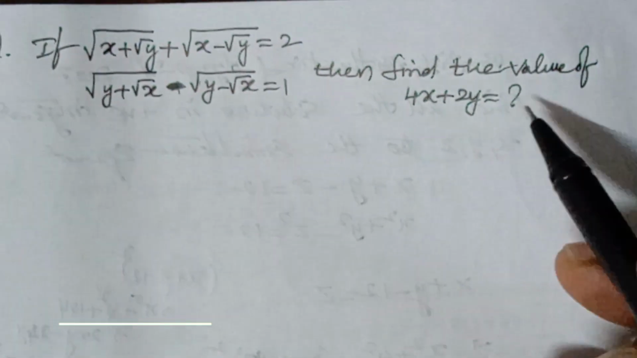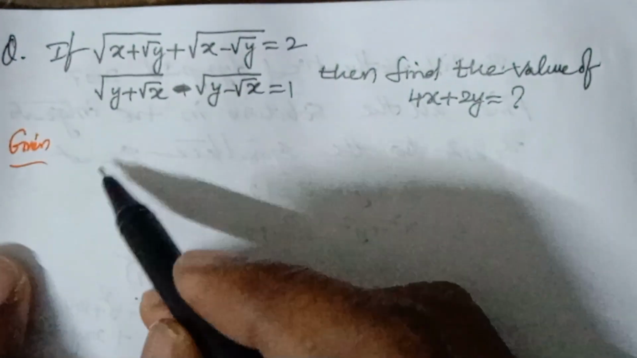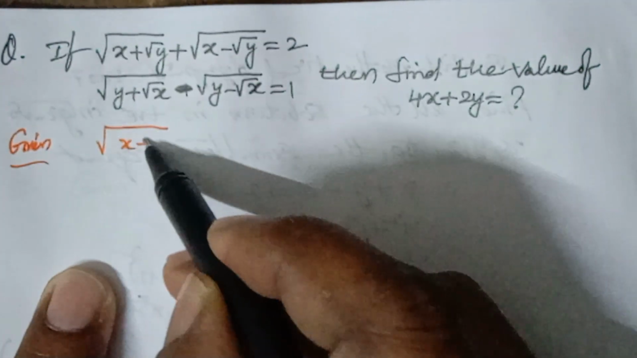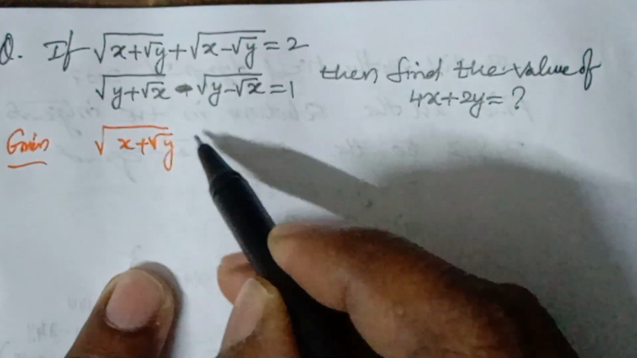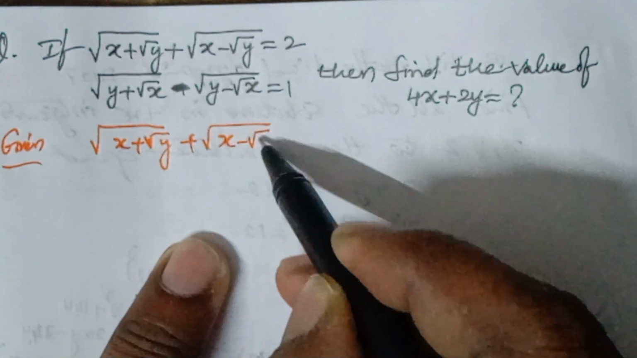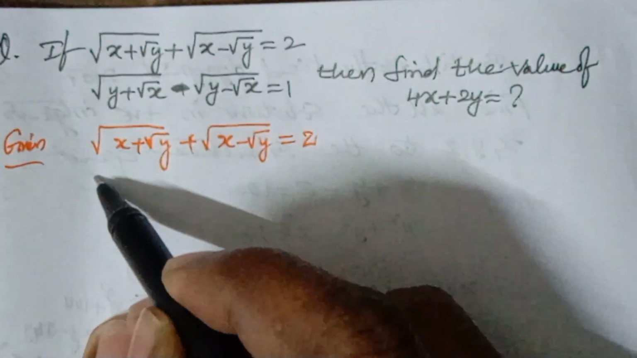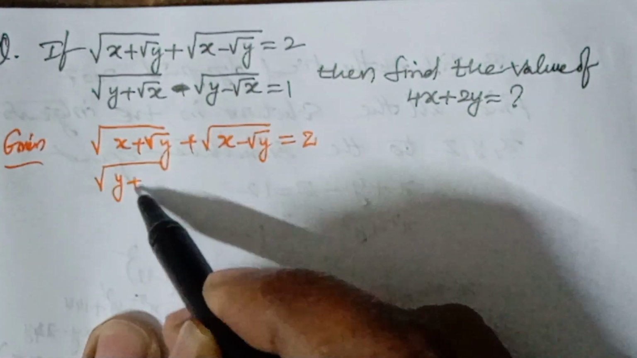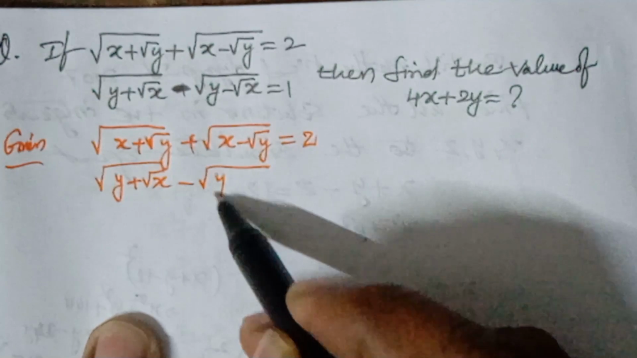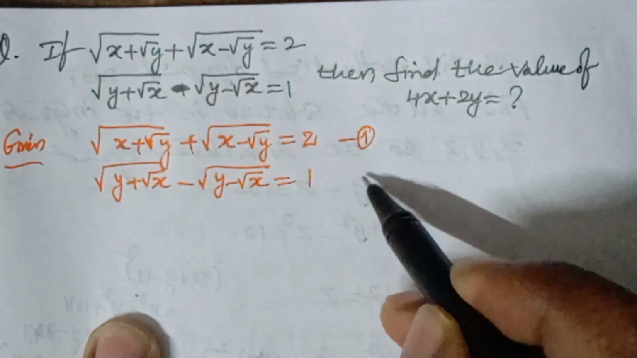Let us go ahead and start. So, first of all, I am writing the given part. Root of x plus root y plus root of x minus root y is equal to 2. The second equation is root of y plus root x minus root of y minus root x is equal to 1. Let them be equations 1 and 2.